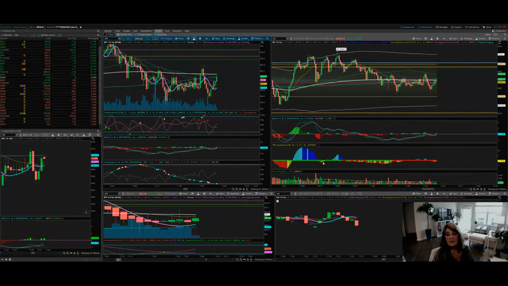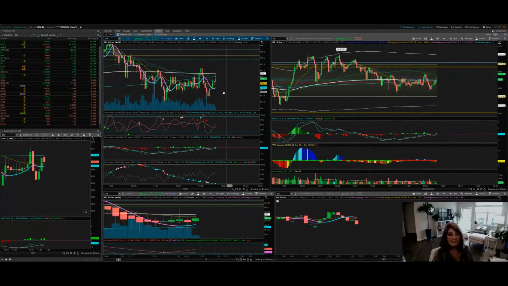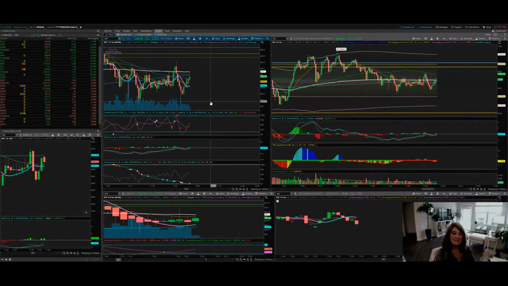And you can modify the length by clicking on this little settings button, and you can change it to 200 and to whatever color you like. Hopefully that helps, Gavilan. And it's just a simple 200 period moving average. That's all it is.